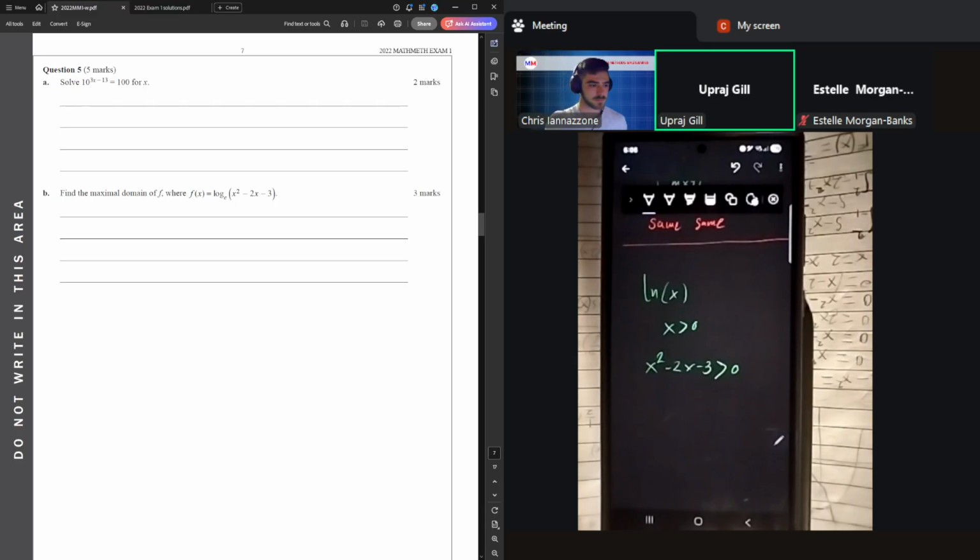Does x have to be greater than 3? Greater than 3 is part of the answer. Yep. And then that means that the maximal domain is, like, x is an element of 3 to infinity. That does not maximize it. It does, what you've got there is one part of the full domain.